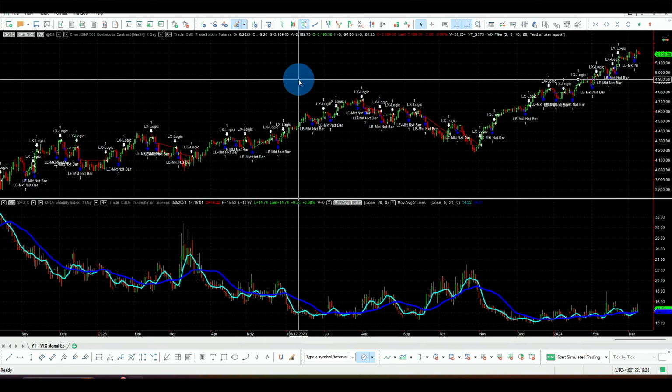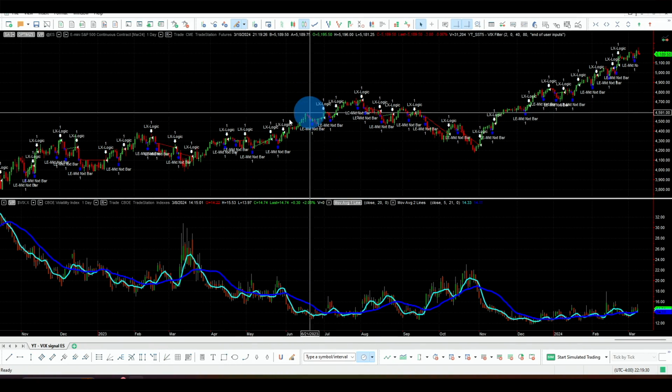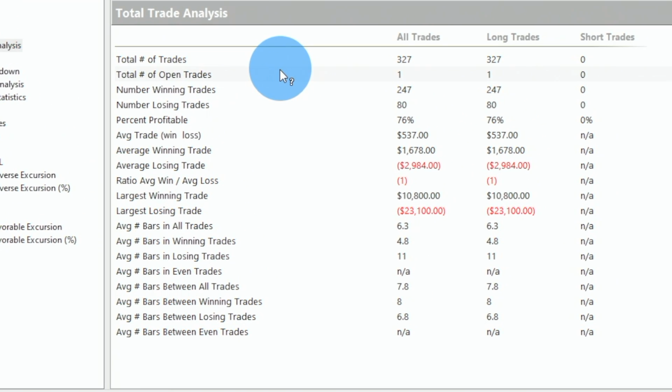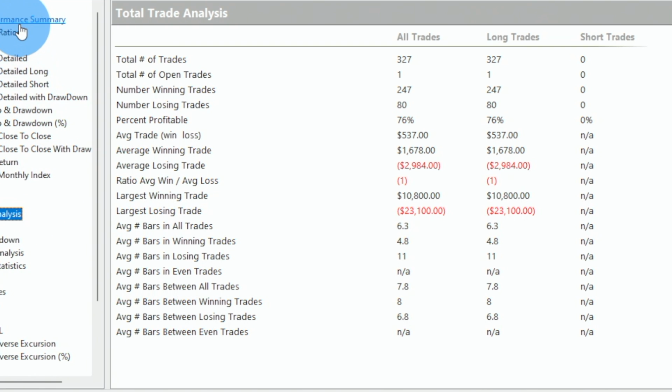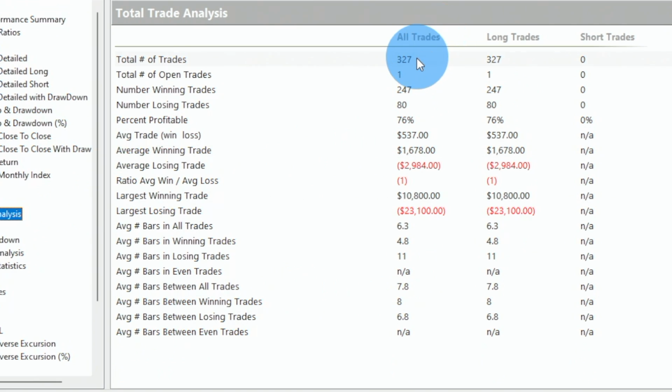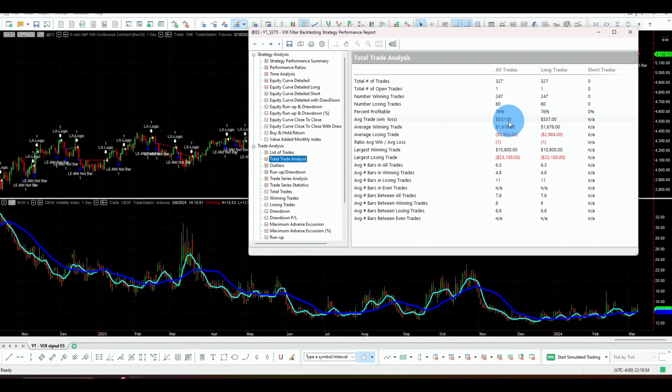So let's try that. Now we added the RSI2 strategy on the S&P 500. So this is the regular RSI2 strategy. When the RSI2 is below 25, we go long. And when the RSI2 is above 75, we exit. So this is the strategy. $175,000 profit, 3.8 return to drawdown ratio, and 327 trades, 76% win rate, $500 on average per trade.